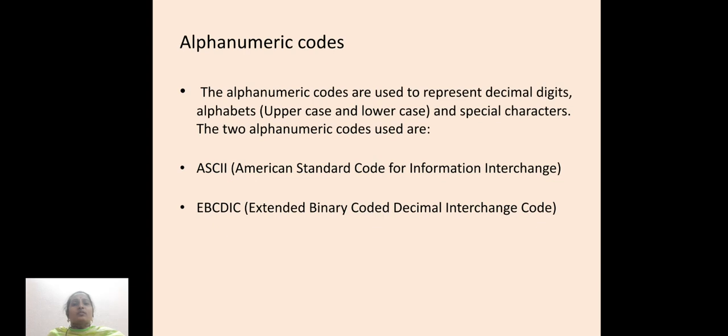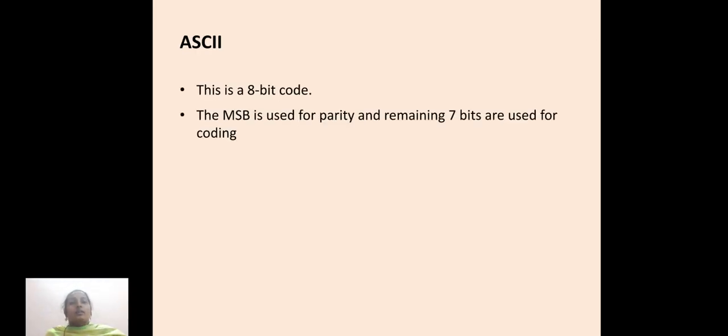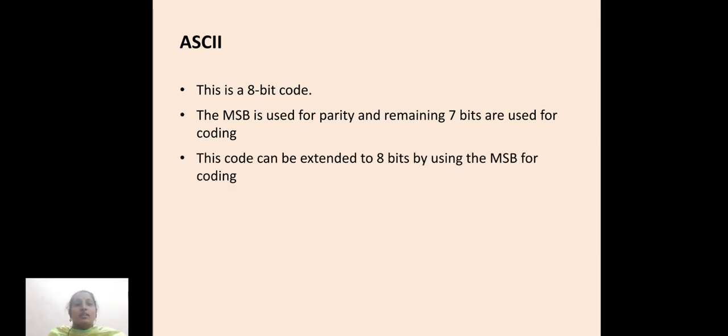These codes are used to simply convert our language into binary language, or to transfer information from one language into another language. One more code in the unweighted codes is the Extended Binary Coded Decimal Interchange Code. Among the two codes, ASCII code is used more. This is an 8-bit code. Here the MSB bit is used for parity and the remaining 7 bits are used for coding.